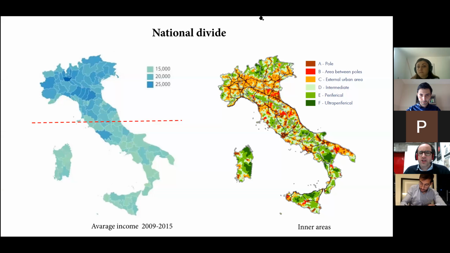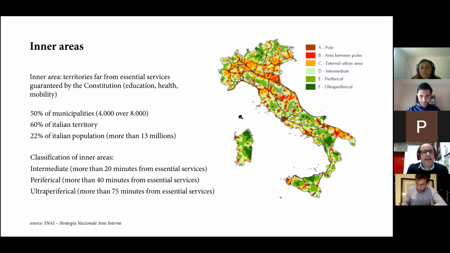Normally in Italy, we are used to considering a sort of dualism and a national divide between north and south. This is because it is connected with the average income of the country, but probably there is a more important national divide connected with what we call the inner areas. We define inner areas as territories far from essential services that normally are guaranteed by the Constitution. I mean education, health, mobility, infrastructural system, and so on.